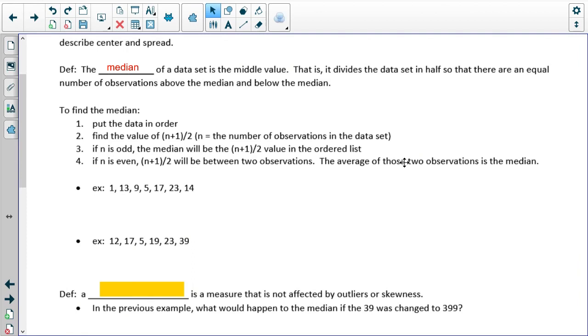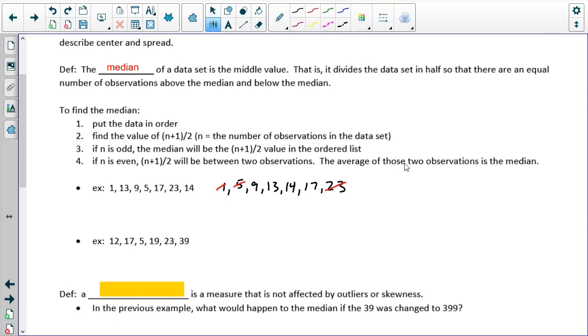So we're going to have two examples here. Example number one is if we have 7 data points. So what we do is we organize them in order. So 1, 5, 9, 13, 14, 17, and 23. And then essentially, since there are an odd number of things, we basically just kind of cancel things off in order until we get to the very middle value. So the median of this data set is 13.